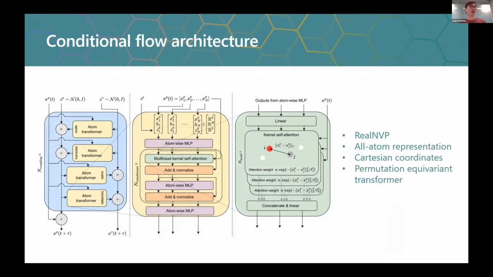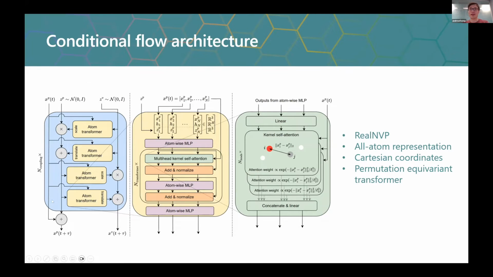And at this point, we're going to go a bit deeper into the conditional flow architecture. So what is the architecture we're going to actually use? To some extent, this is a matter of trial and error and seeing what works and what doesn't. But this is what we ended up settling on for the paper. And it's got three hierarchies to it.